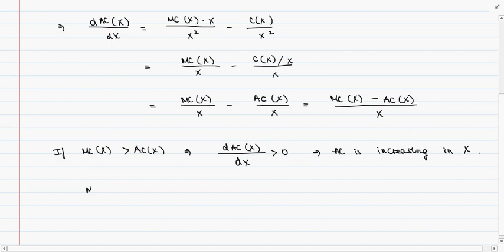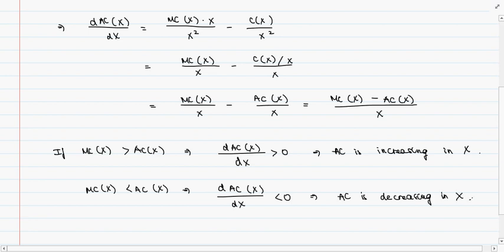However, if the marginal cost of X is smaller than the average cost of X, then this ratio is going to be smaller than 0, so the derivative of the average cost function with respect to X is going to be smaller than 0. This implies that whenever X is higher, average cost is going to be lower, and vice versa. That is the case where average cost is a decreasing function of X, or decreasing in X.